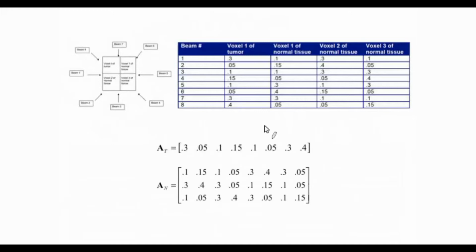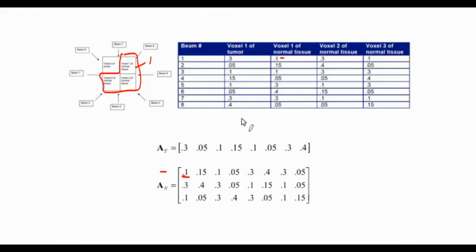Now let's construct the A sub N matrix. And A sub N is the matrix that transforms beam weights to doses in the normal tissue voxels. And let me just outline here those 3 voxels that are normal tissue. And this one up in the upper right is normal voxel 1, just to remind you, because that's where we're going to start. We're going to start with the first row of A sub N. We look to see how much beam 1 contributes to the dose in normal voxel 1. And as you see here, beam 1 contributes to the dose in normal voxel 1 by 0.1. And that's what we get right here.